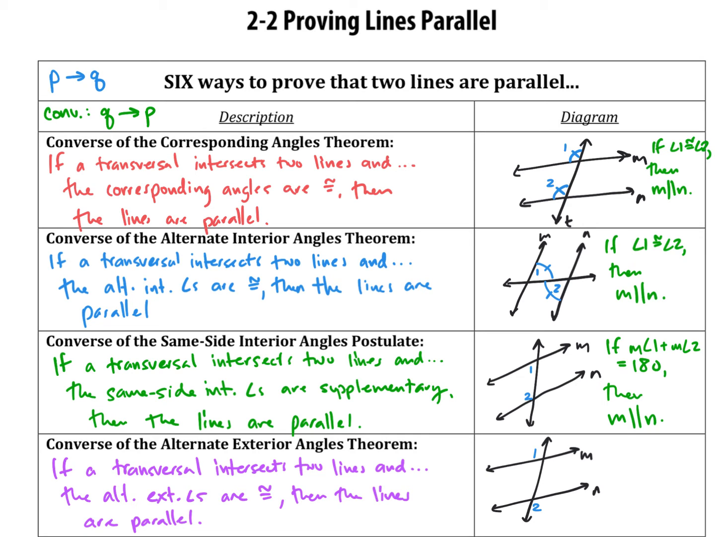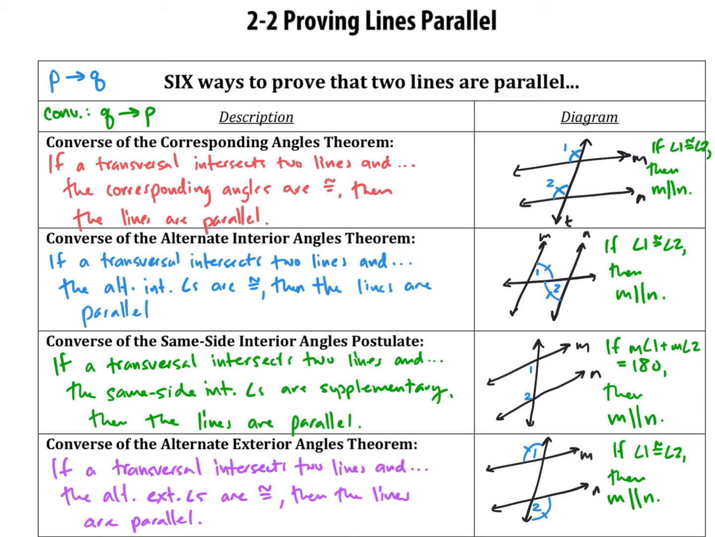They're alternate exterior because they're both outside the space that's between the lines, so they're in the exterior space. Angle 1 is to the left of the transversal, angle 2 is to the right, and now if those are congruent, that's congruent to that. So if angle 1 is congruent to angle 2, then line M is parallel to line N.